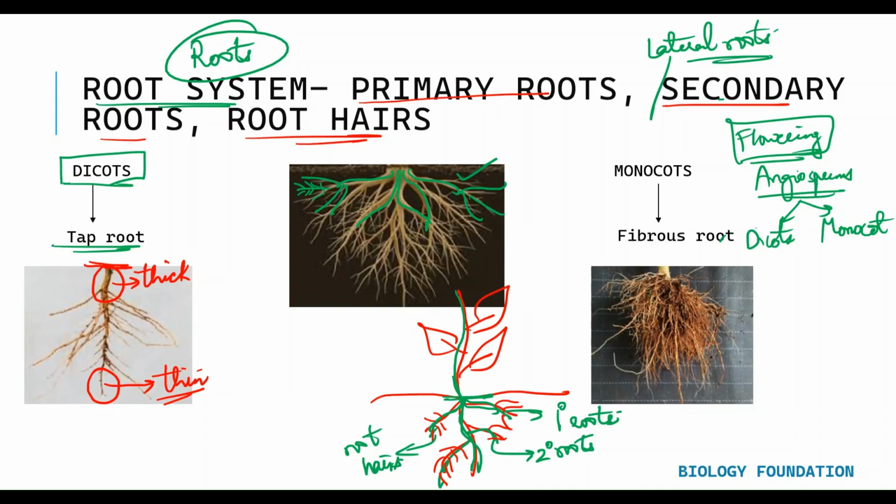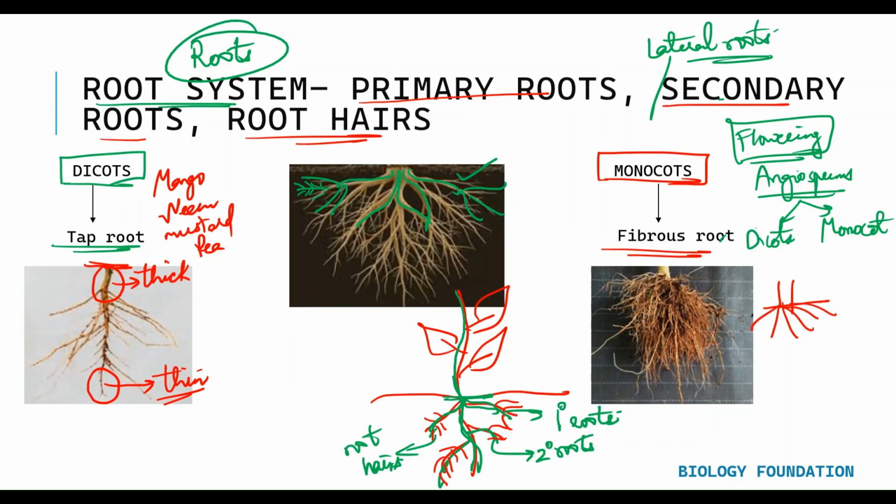This taproot system is mainly seen in dicots like mango, neem, mustard, and pea. In these plants, you find the taproot system. Next, in monocots, a single cotyledon or one seed leaf is seen, and these show fibrous roots. What are fibrous roots? As you can see in the picture here, you have the main stem. From the main stem, many roots arise as a cluster, as a group. A bunch of roots arising from the base of a stem are said to be fibrous roots.